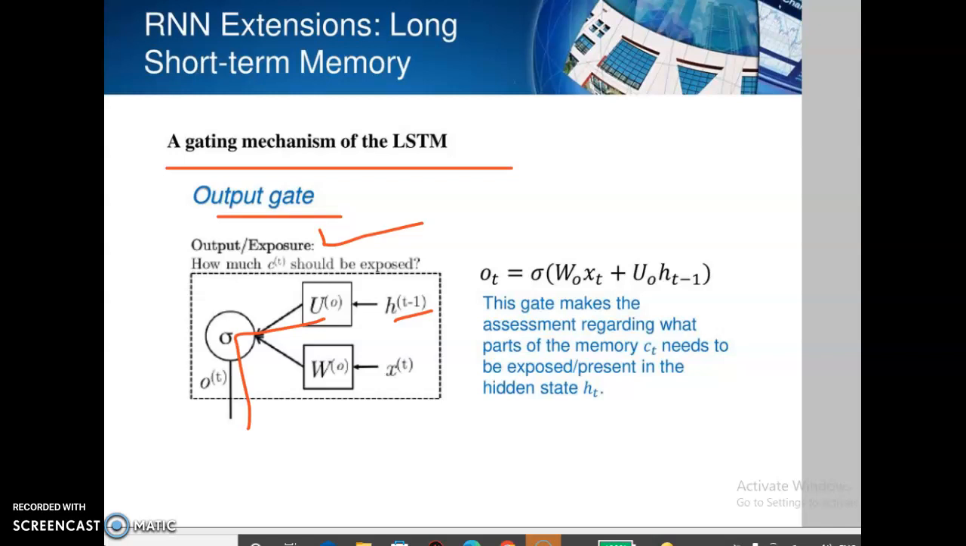These gates match the assessment of recording parts of the memory C_t. C_t needs to be exposed or present in the hidden state. h_t means hidden state.